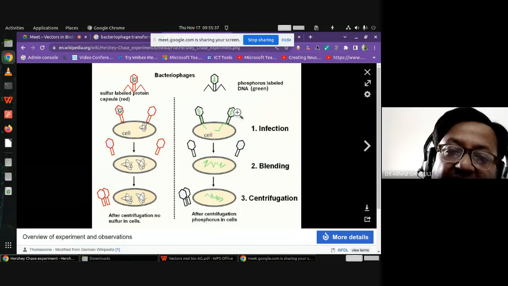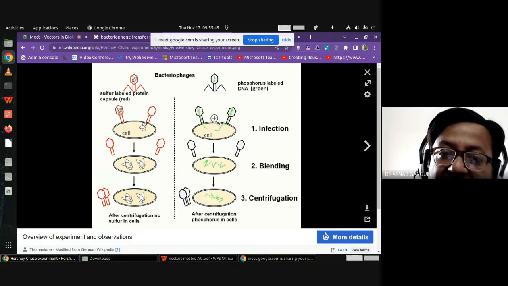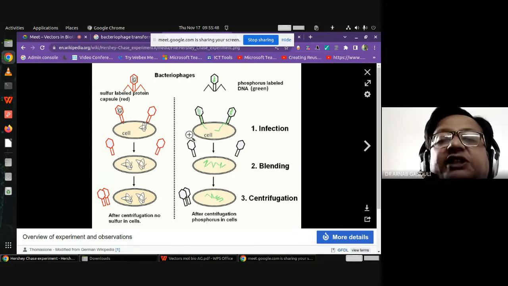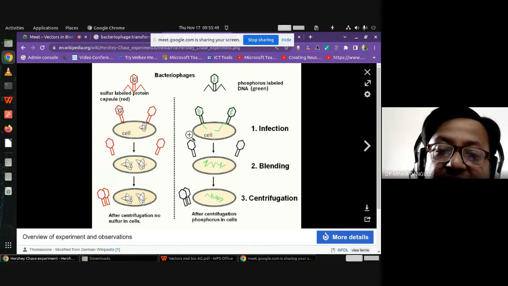So these phage, they will infect these bacteria, and then they will make more phage particles. But inside this phage, you have your gene of interest cloned.